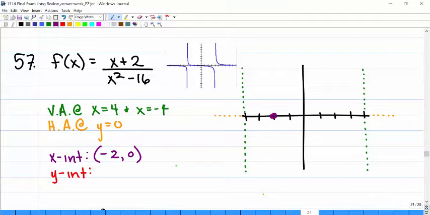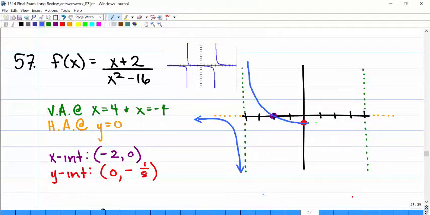For my y-intercept, I'm plugging in 0 for x. When I do that, I get y equals (0 plus 2) over (0 minus 16). So I get the point (0, negative 1/8), which is going to be down here. Again, I graphed it on my calculator, so I know that I'm looking at something like this for my graph.